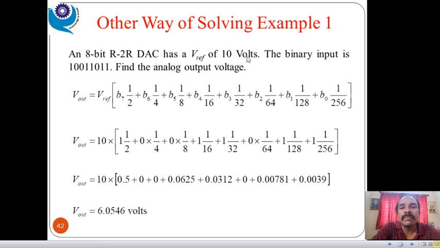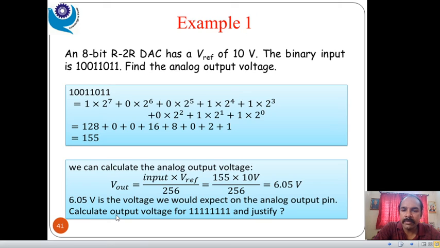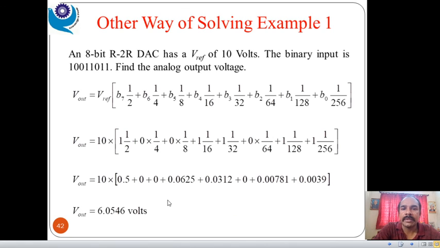Another way of solving the example that we can see over here. For 8-bit, the formula that we have seen earlier is the same: whatever the binary values are, we can keep them over here and calculate accordingly. See, here also we obtain 6.05, the same voltage, 6.05, isn't it?